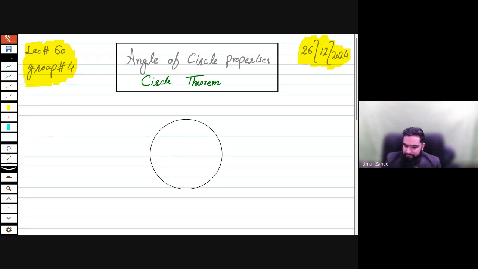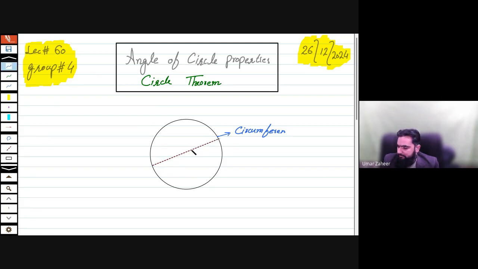Now this is a circle. Can you please tell me what this boundary is known as? The circumference. That is the circumference of a circle.